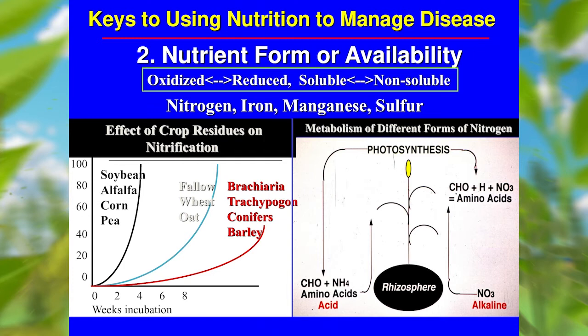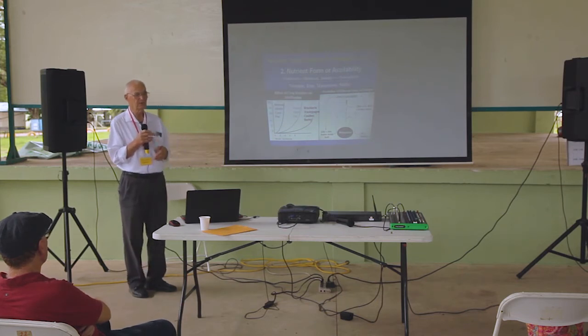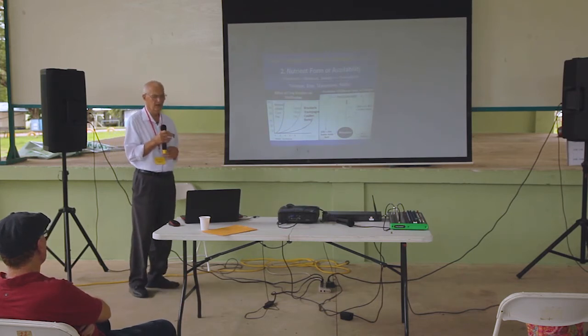So you have an ammonium source, a more conserved source of nitrogen with the ammonium than you have with the nitrate. Most plants can utilize either form of nitrogen. There are some exceptions. Rice definitely prefers the ammonium. That's why it does better under paddy conditions than under upland conditions. Blueberries, the same. Nitrate is less efficiently utilized.